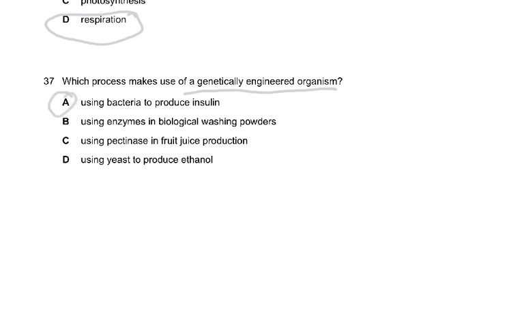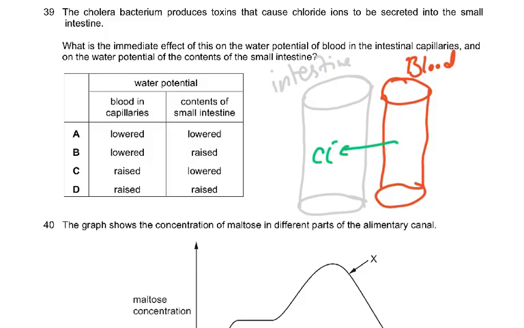The answer is A. Why? Using bacteria to produce insulin. That is genetically engineered organisms. Using enzymes in biological powders is not genetic engineering, or pectinase in fruit juice is not genetic, as it is biotechnology. Using yeast to produce ethanol, no, this is not genetically engineered organisms.